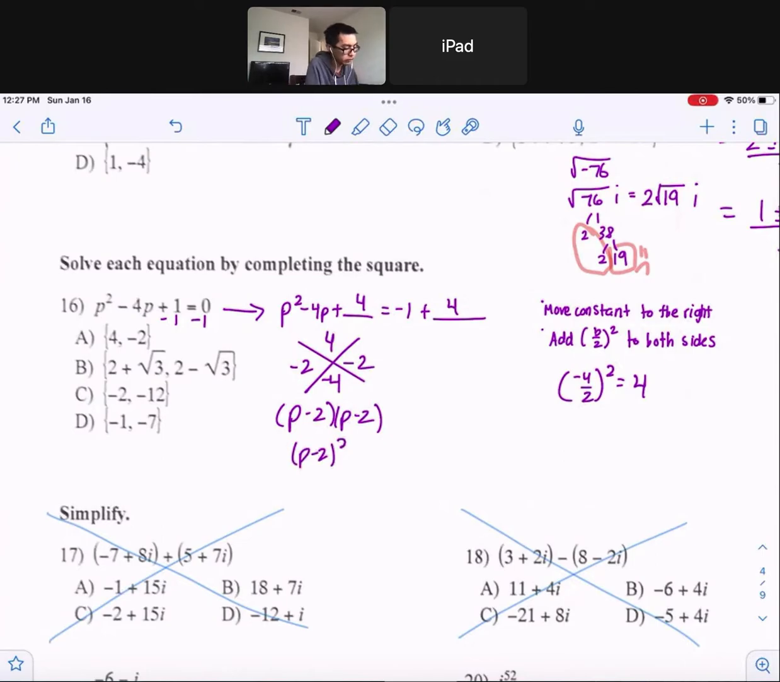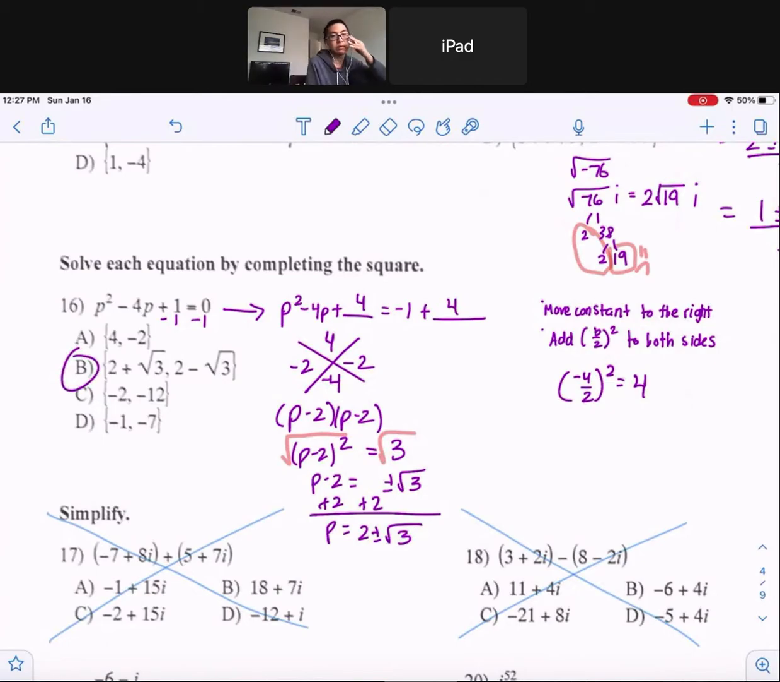That's why it's called completing the square, you guys, because we are going to get raised to the second power at some point. And all of this is equal to negative 1 plus 4, which is 3. So now let's solve for p. Square root both sides. P minus 2, we get plus and minus radical 3, and then add 2 to both sides. P is going to equal 2 plus or minus radical 3, which is b. That one's going to be b.